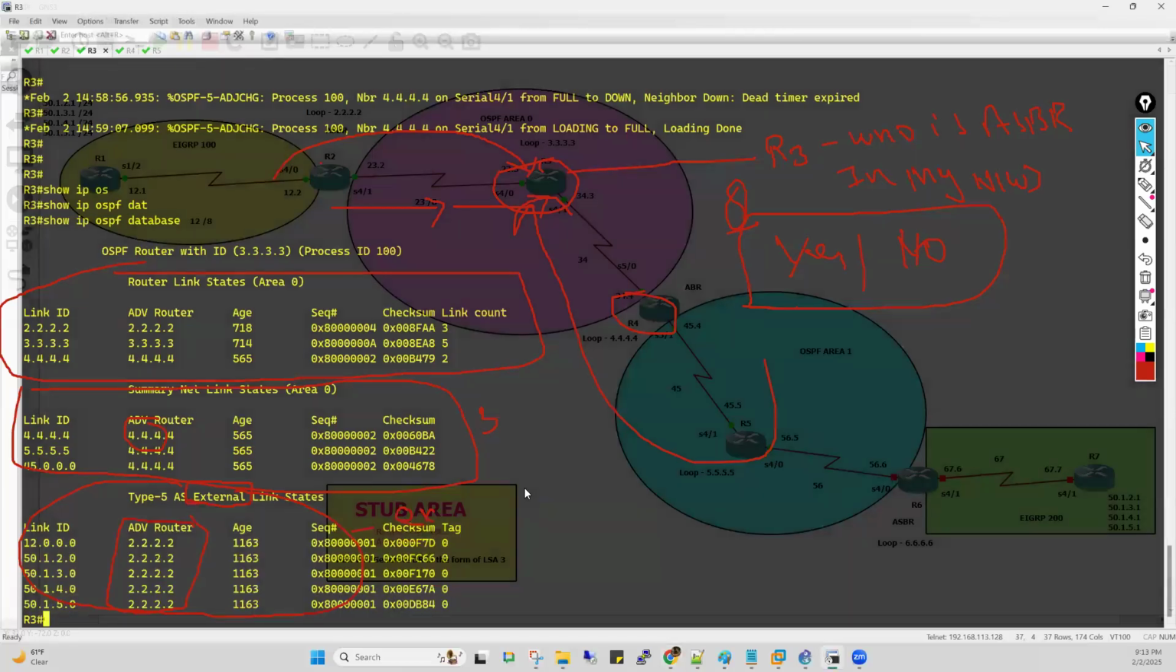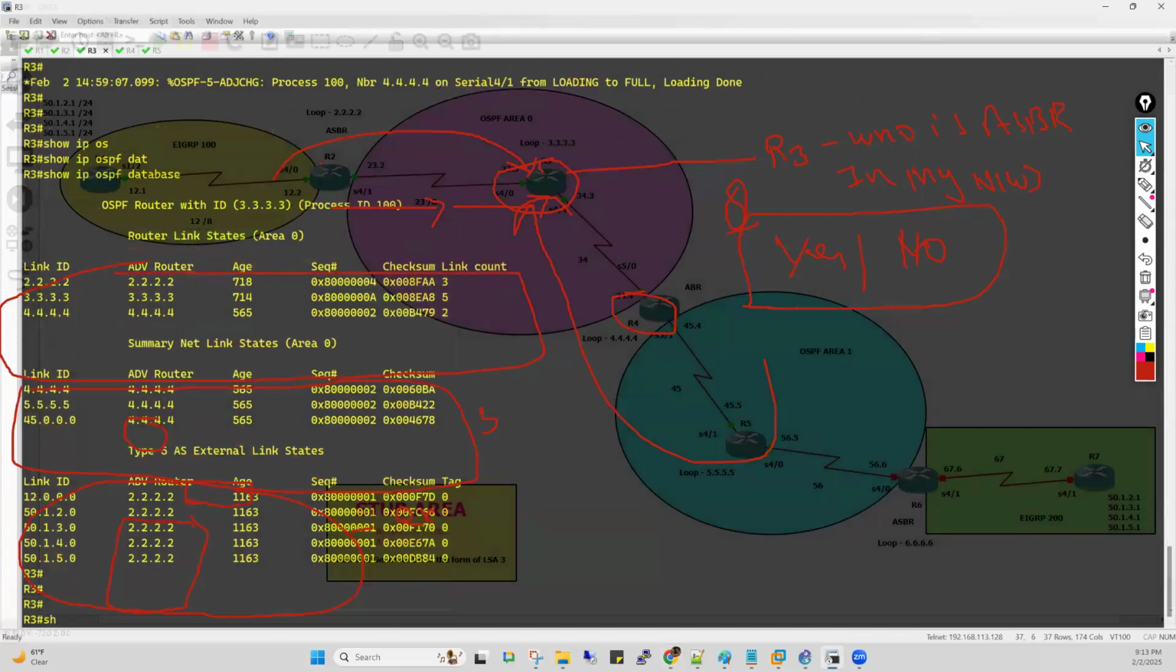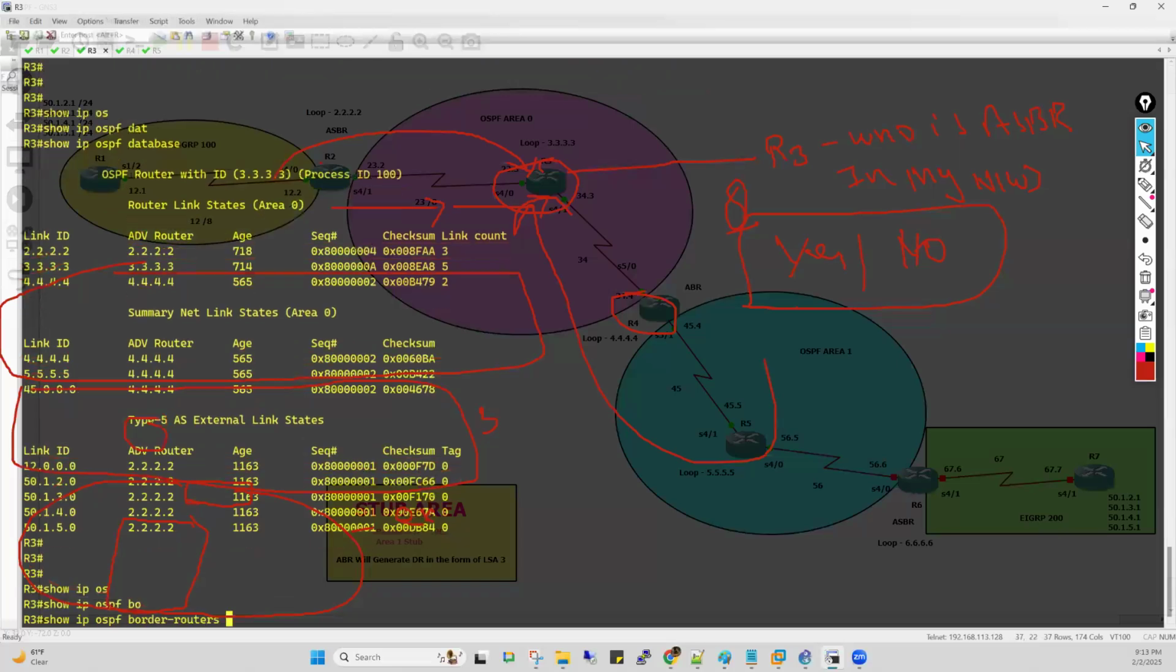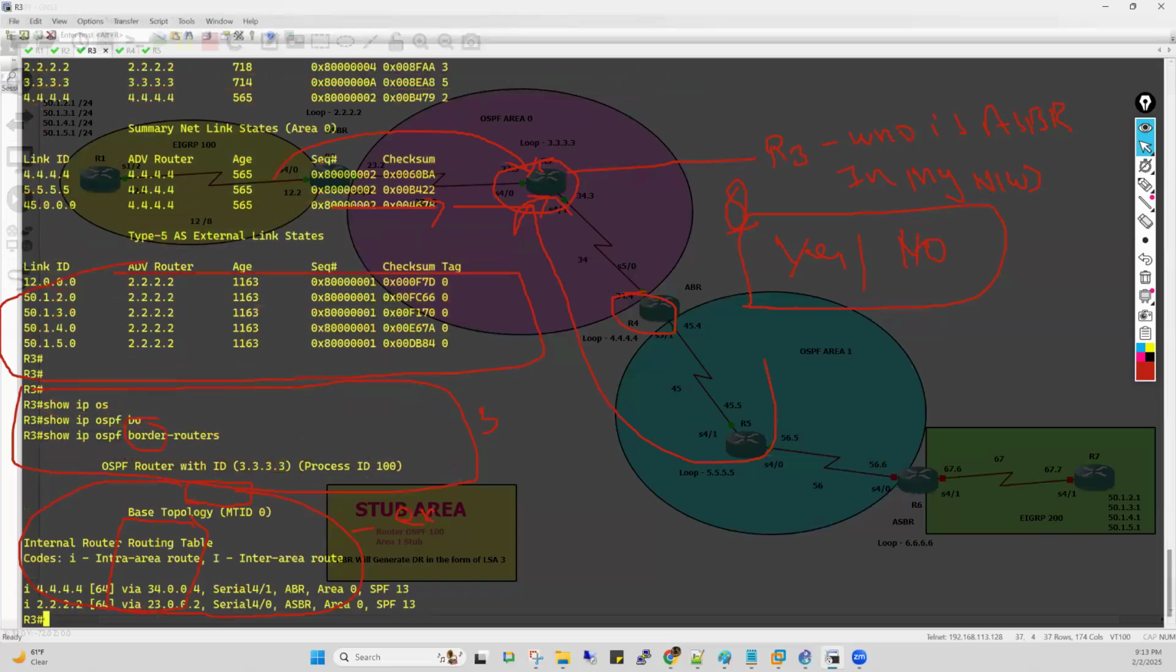Yesterday, if you remember, I told you one command: show IP OSPF border-routers. Okay. See this line very carefully.